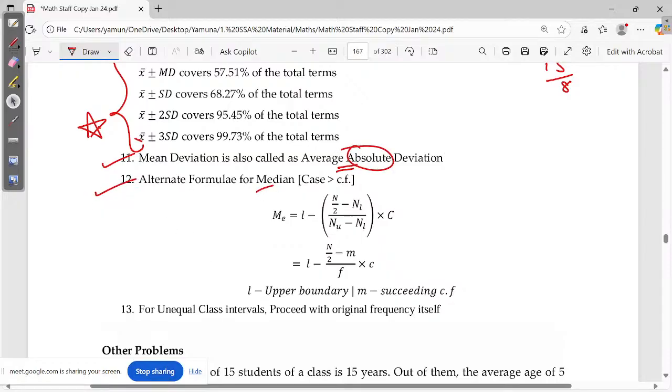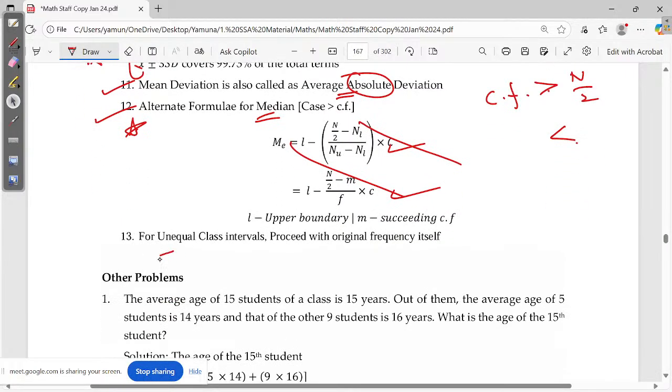Alternate formulae for median, yes, we have done these two. Usually what we do is we take cumulative frequency greater than n by 2, right? This is the other way where we take the less than n value. The earlier value will be taken, so you need not worry. You can just strike it off. And for unequal class interval, you proceed with original frequency itself.